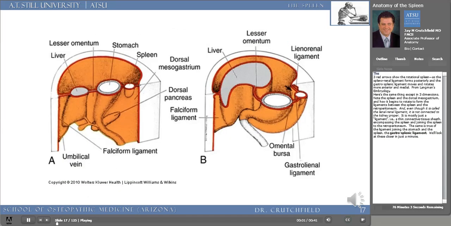Here's the same thing, just in 3 dimensions. Note the spleen and the dorsal mesogastrium and how it begins to rotate and form the ligaments between the spleen and the retroperitoneum. Even though it's called the lienorenal ligament, it's not really connected to the kidney proper. It's mostly just a ligament, a thin connective tissue sheath encompassing the spleen and joining the spleen to the retroperitoneum. The same is true of the ligament joining the stomach and the spleen, the gastrosplenic ligament. We'll look at these closer in just a minute.